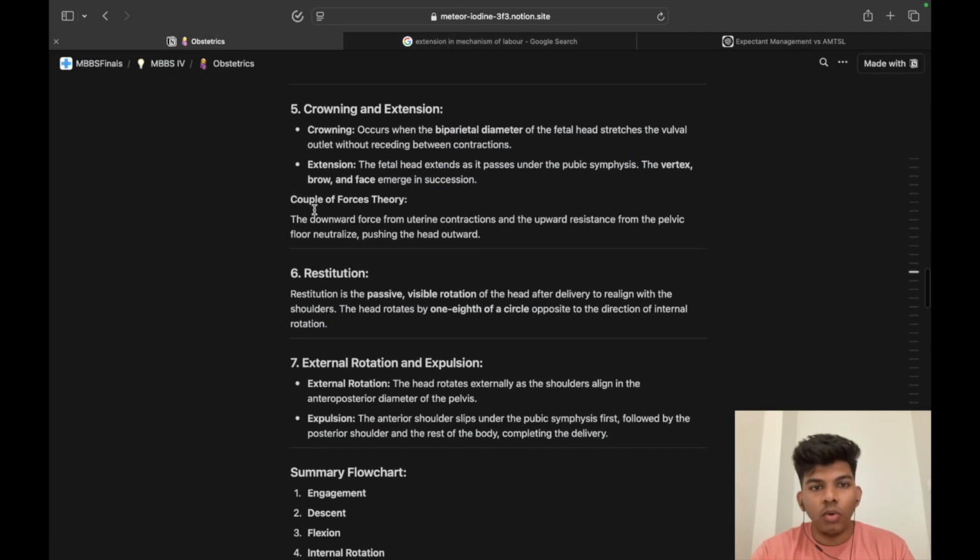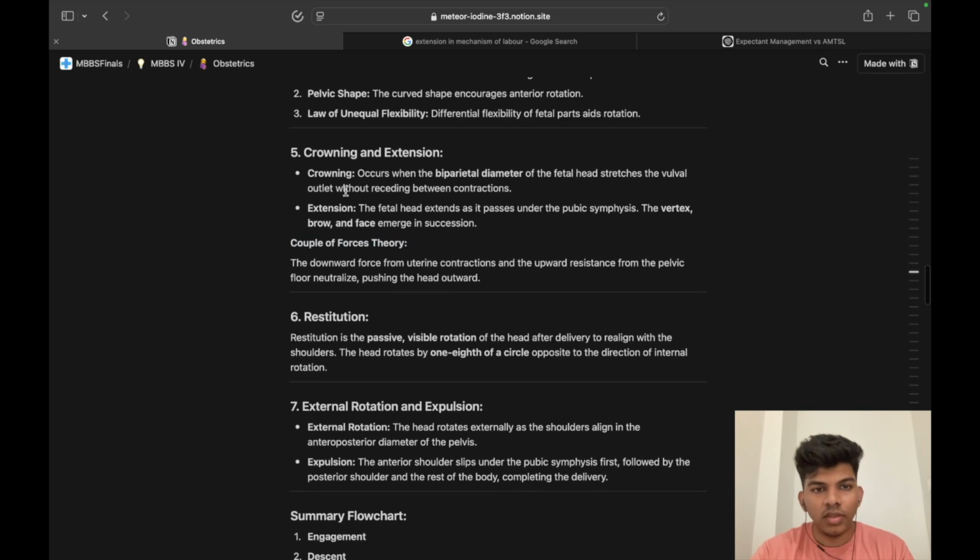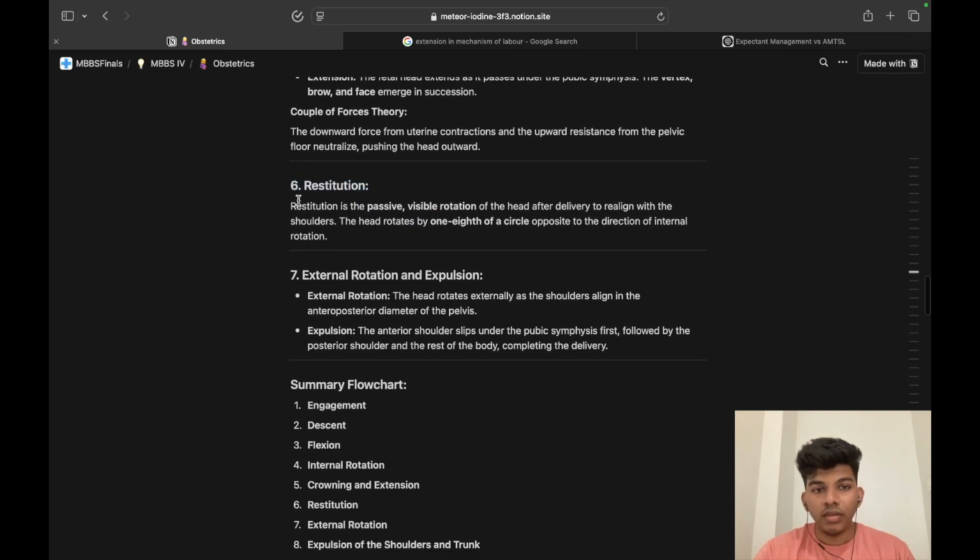Next one, couple of forces theory. There is another theory which might explain this: the downward force of the uterine contractions and upward resistance from the pelvic floor. So uterine contraction wants the baby out, but the pelvic floor neutralizes it. During the entire pregnancy, the pelvic floor muscles were keeping the baby inside, very nicely packed in. But in this particular case, they are applying more resistance on the upward side to neutralize the pushing of the head outward.